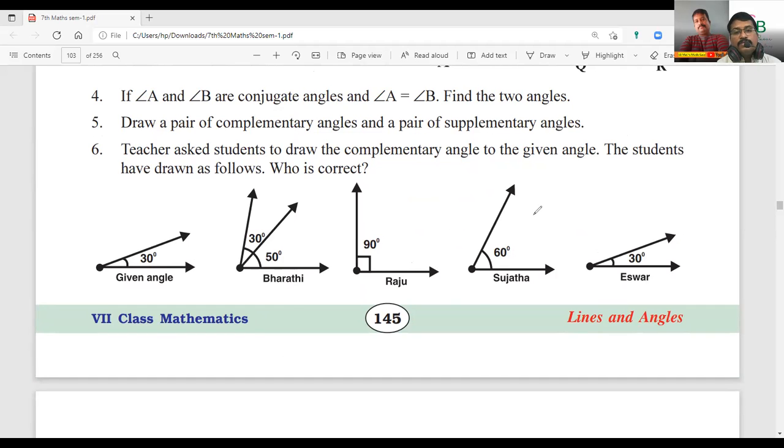So Sujata is right. All the others are wrong. Because what is the complementary angle of 30 degrees? 30 degrees plus 60 degrees is 90 degrees. That's why Sujata is right. Okay?